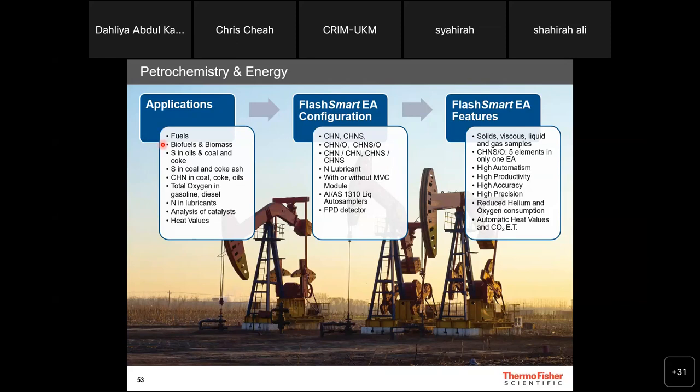Sulfur content in oil, total oxygen in gasoline, and a common application, which is nitrogen content in lubricant. In Singapore alone, in the industrial area, we have at least 10 to 20 customers running this particular analysis. They have their own recipe in their lubricant. They add their own catalyst. It's their own market and how they're going to promote their product and differentiate from others. This is why analysis of catalyst is important.